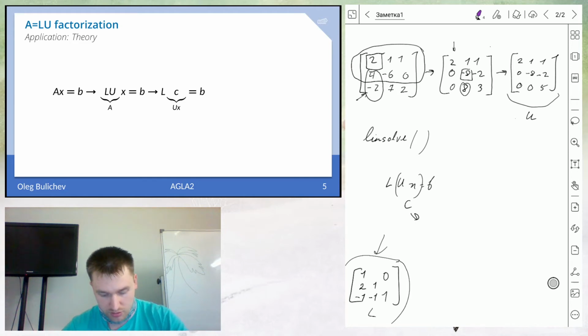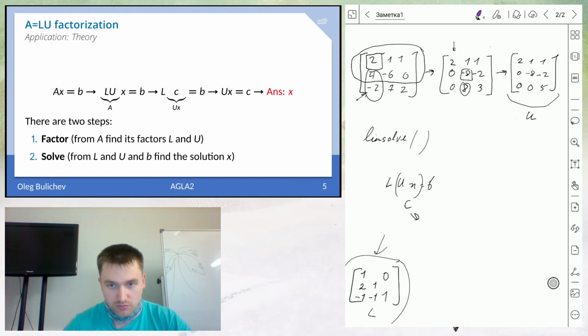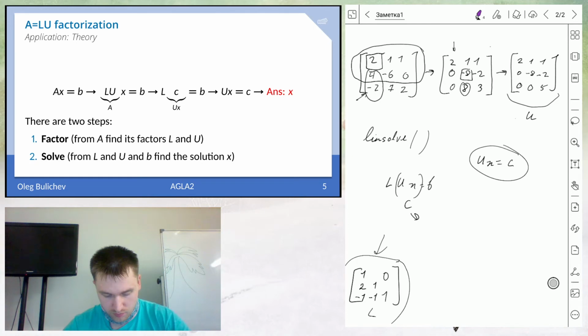In this case we will find c, and the final step is Ux equal to c. That's how it appeared, because we need to change it and we will receive the equation. Because we found c, we just solve this equation. That's it. According to these lecture notes from Gilbert Strang, he called it factor and solve steps.